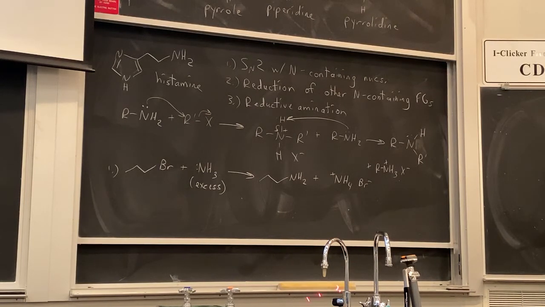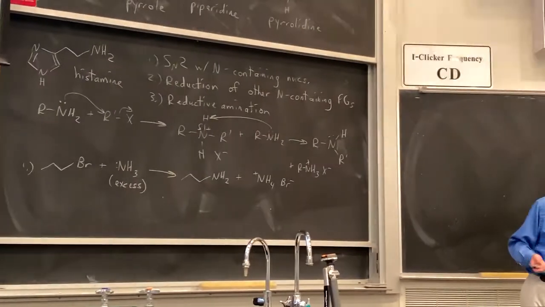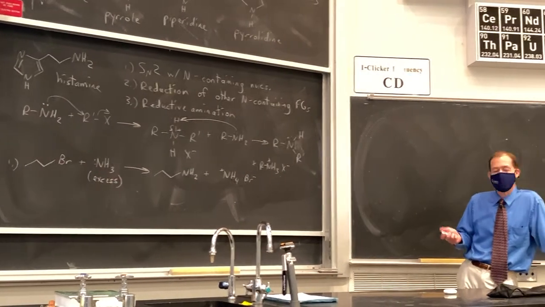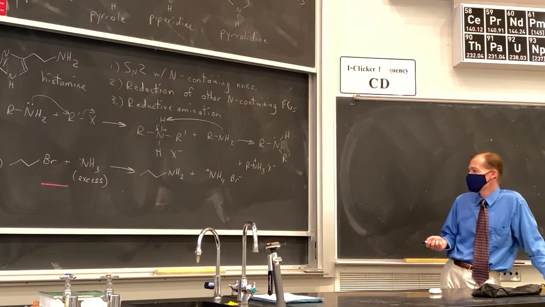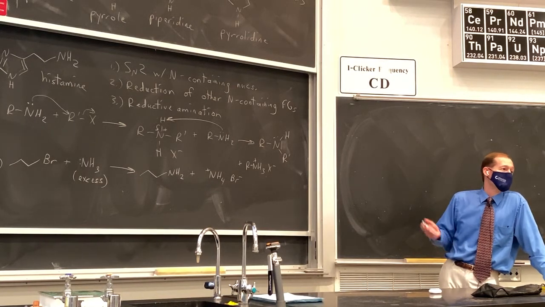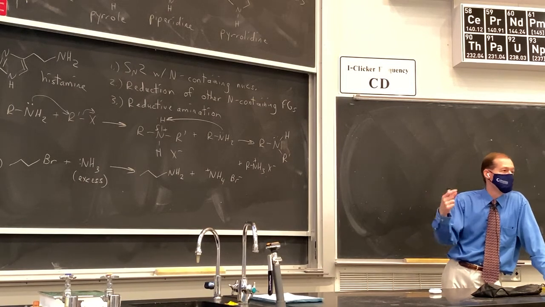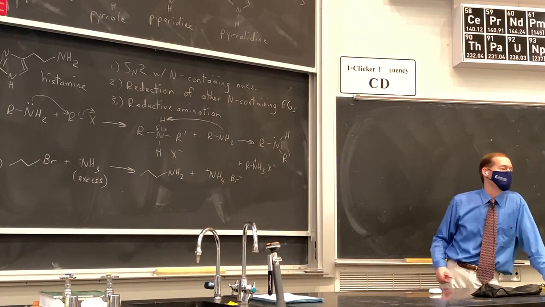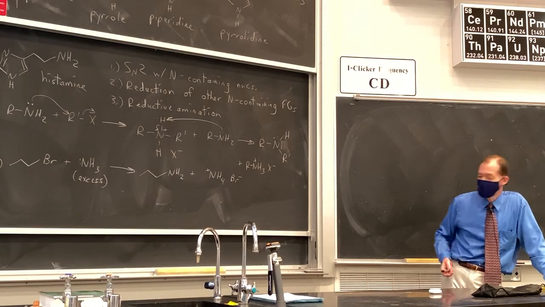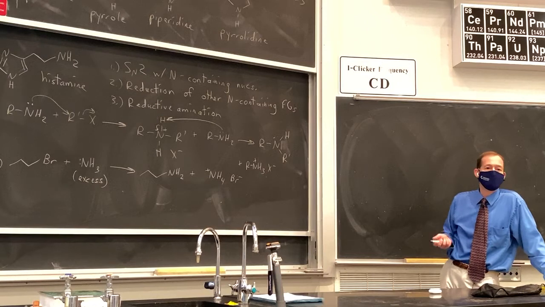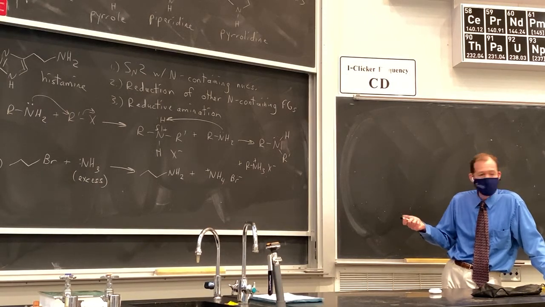Okay. If we use excess ammonia, we're always going to have a much higher concentration of ammonia than we do of propylamine. So the ammonia is always going to outcompete the propylamine for the SN2 reaction. So in this case, we'll get a single product. It's not a problem to use excess ammonia because ammonia is a gas. At the end of the reaction, it's just going to bubble out of your reaction mixture when you open it up.